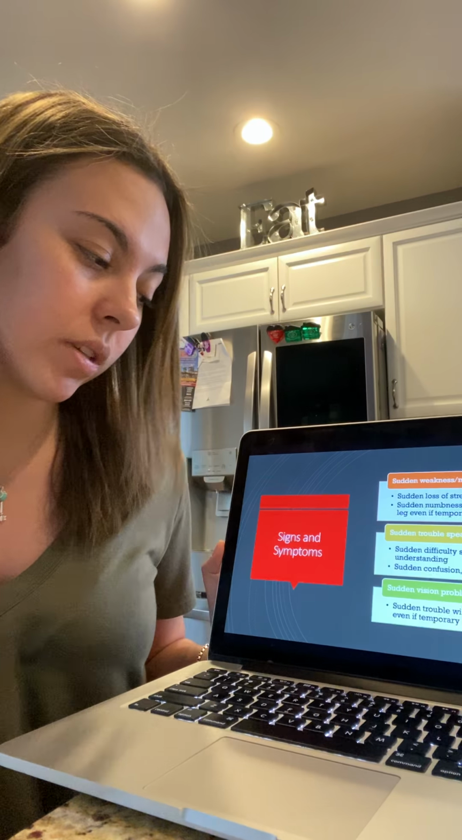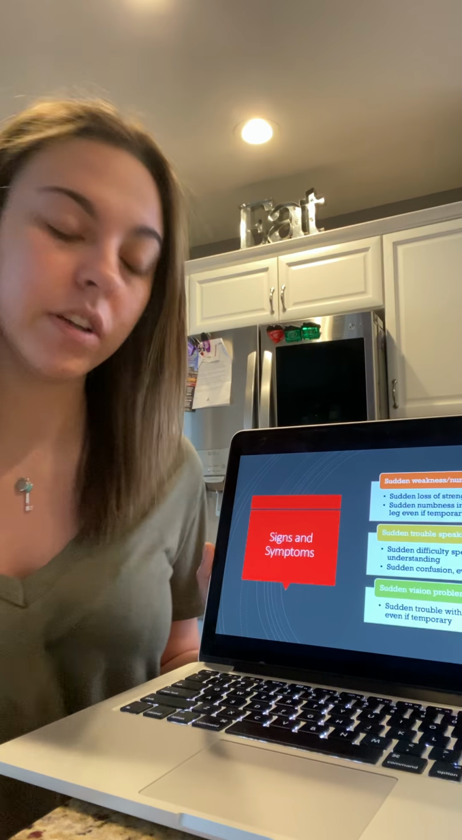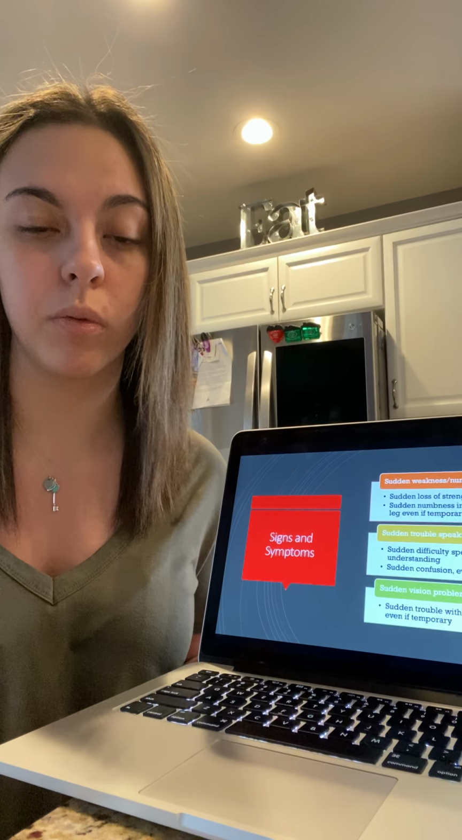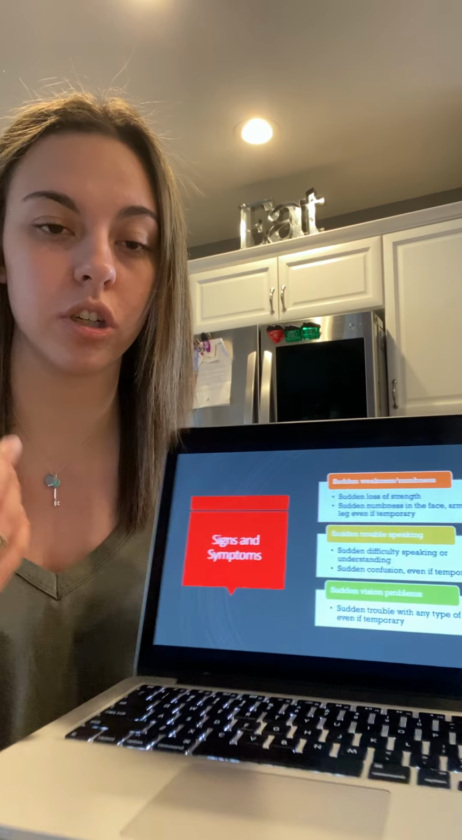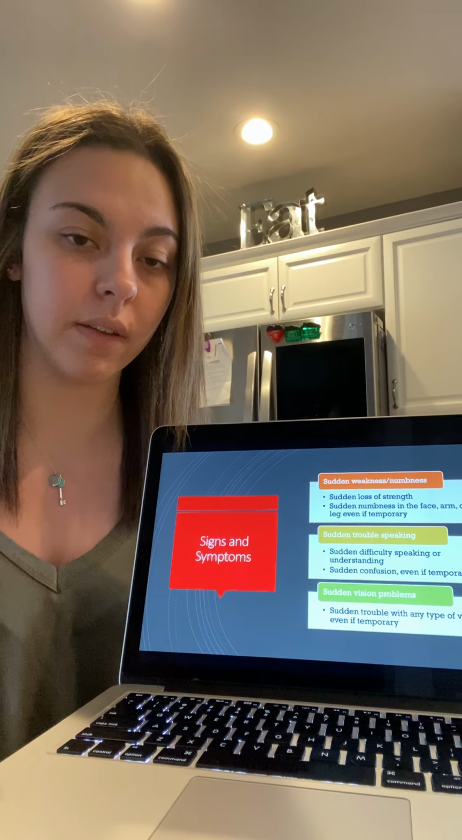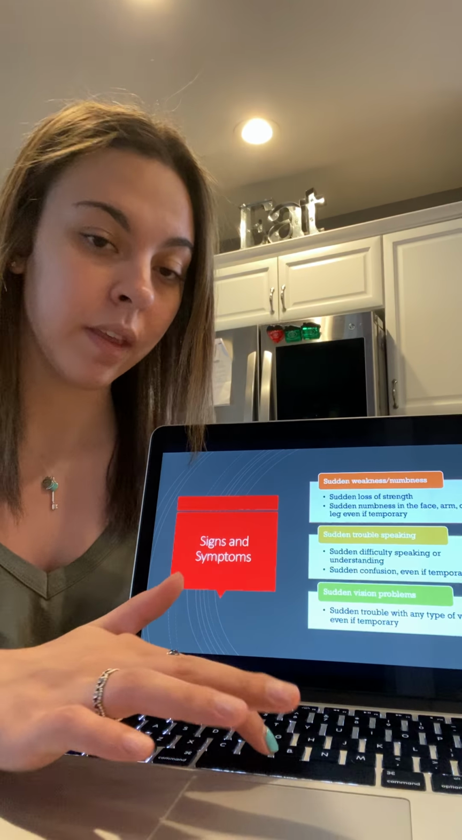Sudden vision problems, they may have trouble with any type of vision. It may be in one side of the eye, it may be in both sides. This may also throw off the balance, so just make sure that if any of these occur, then you're calling 911, even if any of them are just temporary.